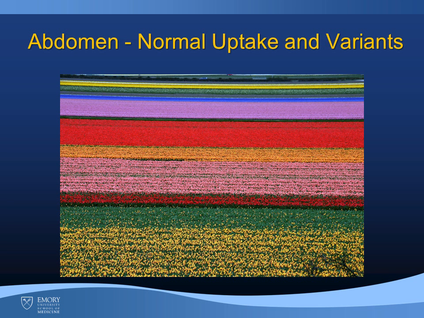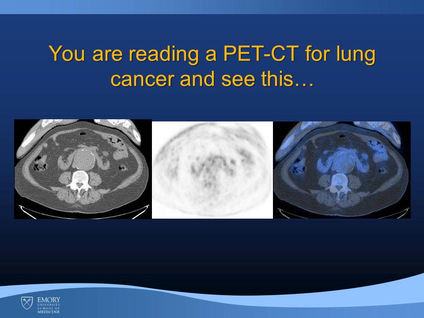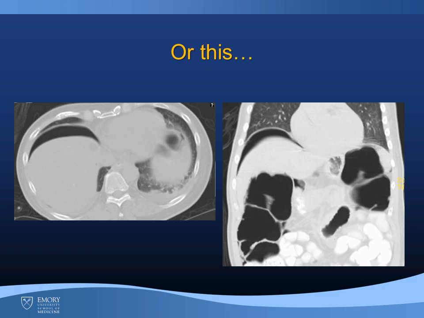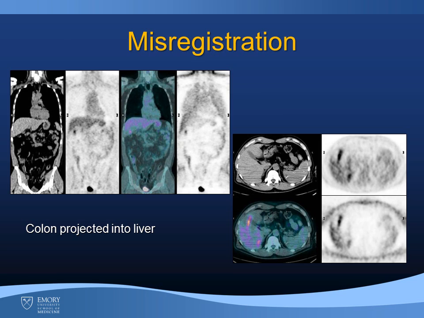And that is our segue to the abdomen normal uptake and variants portion of the talk. So let's start with a couple of cases. You're reading a PET-CT for lung cancer, and you see this. Or this. So we'll be talking about these cases and more in this portion of the talk.